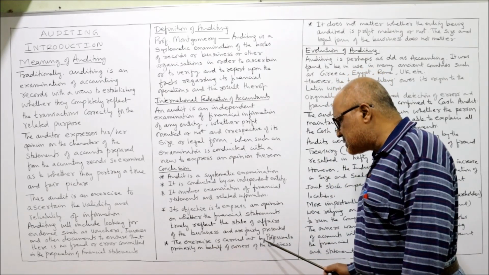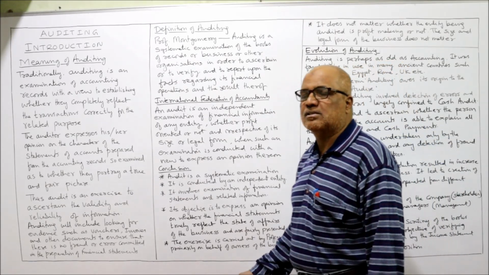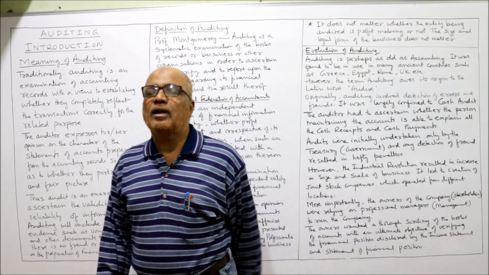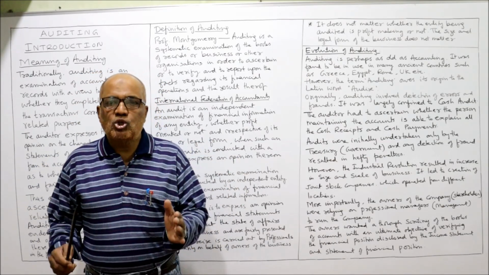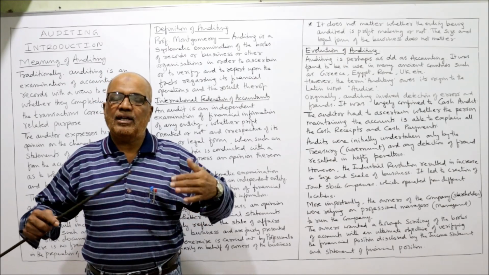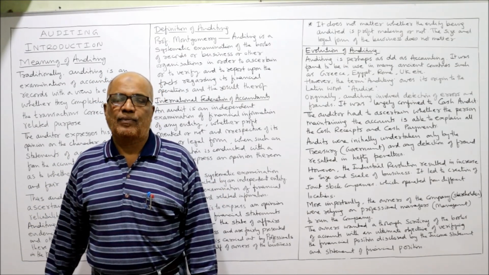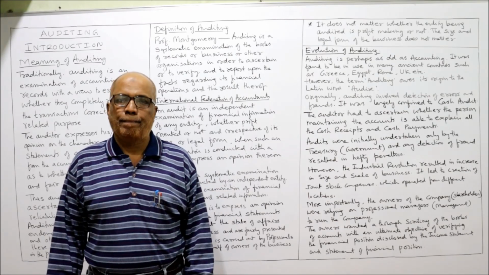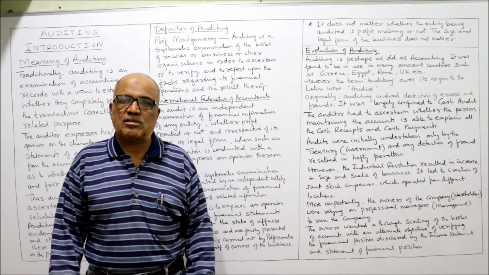Now the exercise is carried out by professionals primarily on behalf of the business. So normally these auditors are independent persons. Their job is to verify, check the accounts, and give a report to the owners of the business about what they have found from this checking process.